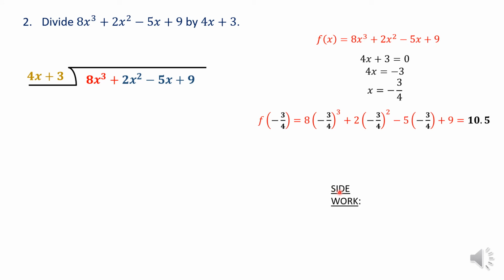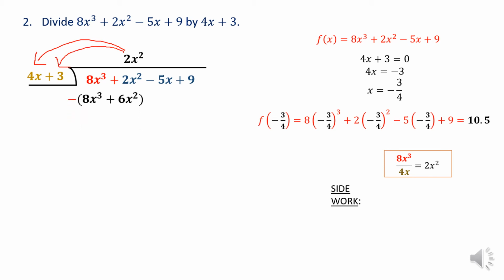Right, so I'm going to bring in side work so that you can see what I did in the previous question. We take the 8x cubed, the one that I have in red here, and divide it by the 4x, so we get 2x squared. And that 2x squared is what we have up there. Now we multiply that 2x squared with the 4x, and also with the 3. So we multiply 2x squared times 4x and 2x squared times 3. Once you do that, you end up with 8x cubed plus 6x squared. All right, so once we have that, we are supposed to subtract.